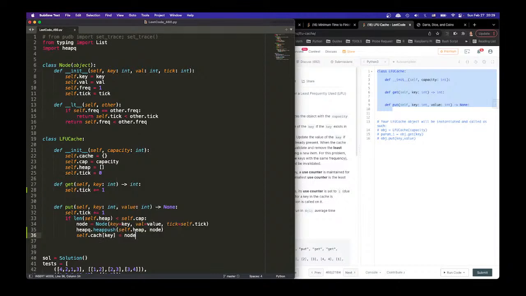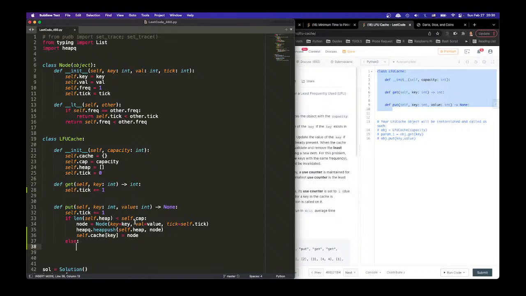Okay, so I spelled it wrong. So that shall be it. If it's smaller, we'll just push it in, and heappush will reorder everything, so that's not a big issue. Else, the heap is the size of the capacity. So if the heap is at capacity, then we have to remove something and hopefully guarantee that the front of the queue is always the one to remove.